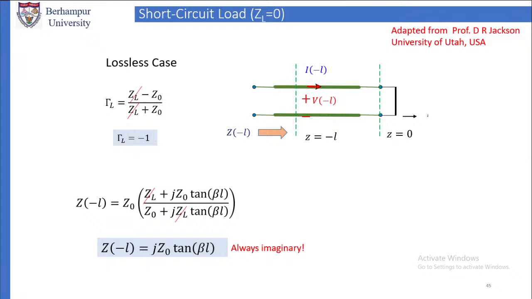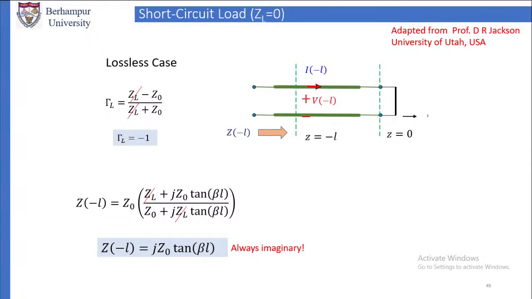So remember this, gamma L is equal to minus 1. For a short circuited load, gamma L, which is the reflection coefficient, is equal to minus 1. So if gamma L is equal to minus 1, what does it imply? That we'll see later, but just remember that gamma L is equal to minus 1. Let me tell you what it implies.